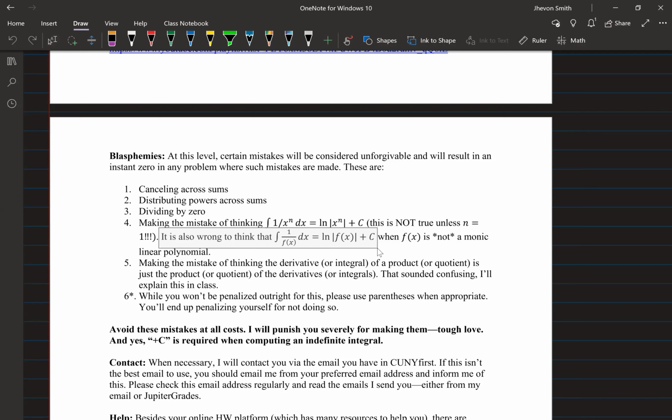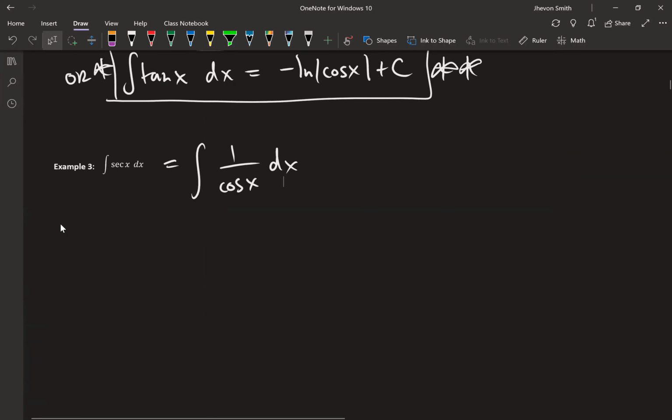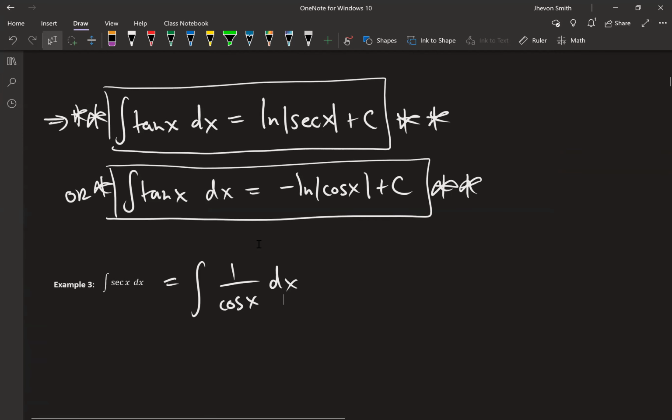It's only 1 over a linear function that will give you ln. If you don't have 1 over a linear function giving you ln, it means that you have to be able to use substitution to get 1 over a linear function, right? So having a 1 over cosine of x, you don't automatically think ln in that case. So 1 over anything, the integral of that isn't ln of the thing. You have to be very careful. The kind of function that is in the denominator, it matters.